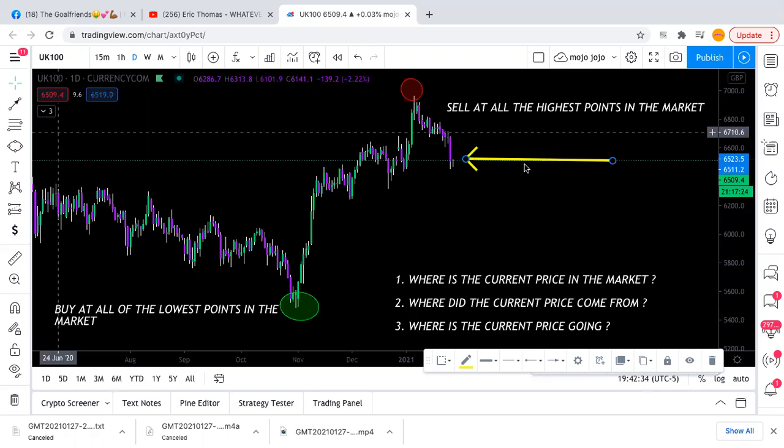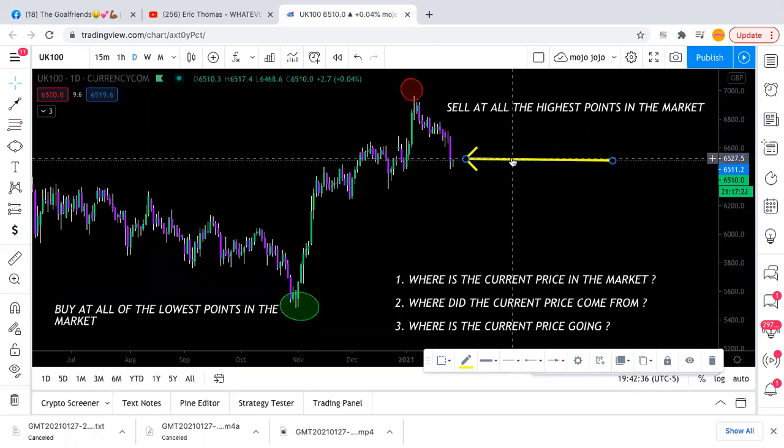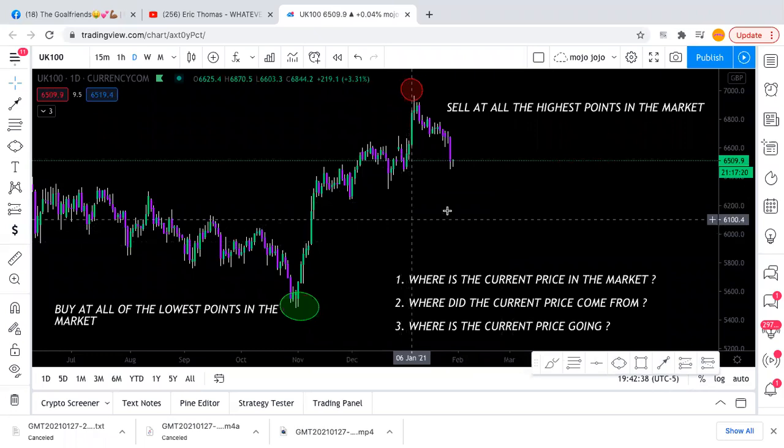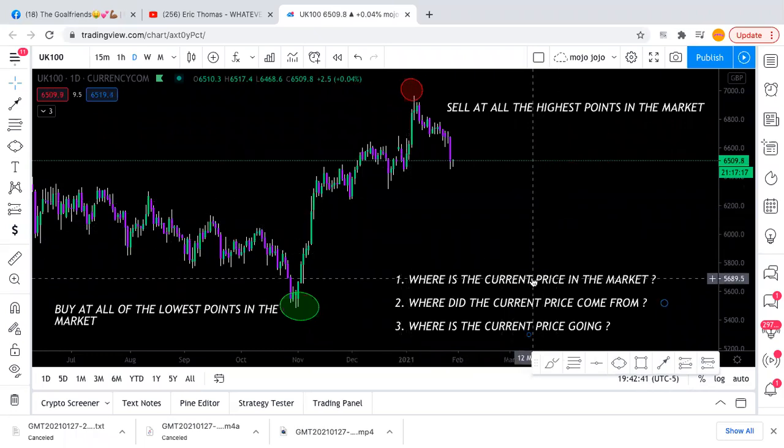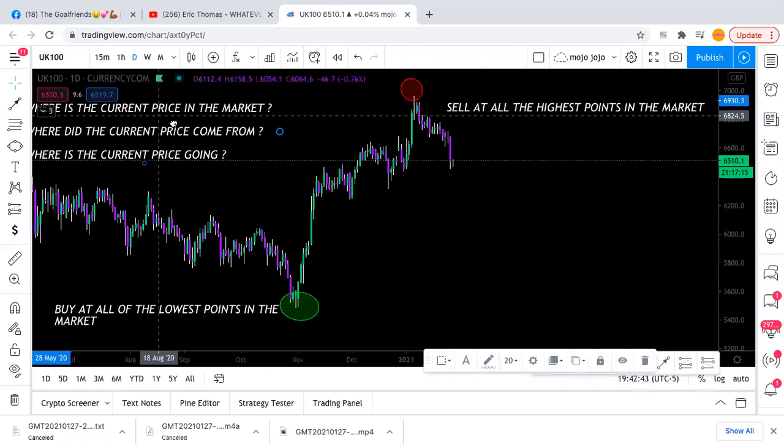So I'm going to show you guys what the Fibs tool is, and I promise you, this is going to change your trading game for life, okay?